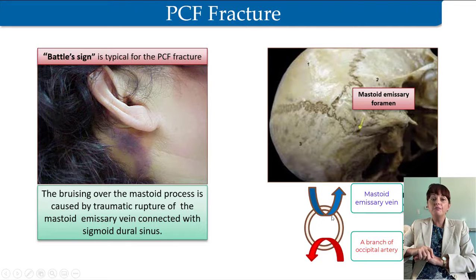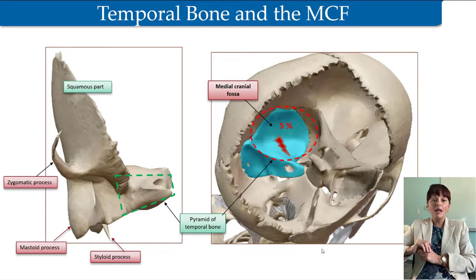The bruising of the mastoid process caused by traumatic rupture of these vessels is an indication of the basilar fracture known as Battle's sign. Next is the middle cranial fossa, made by the temporal pyramid and sphenoid. The pyramid of the temporal bone is the strongest piece of bone in our body. From here is its second name, the petrous pyramid, which means it's as dense as a stone.